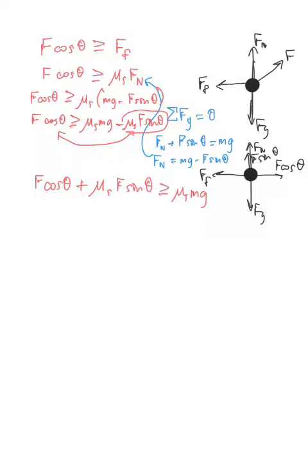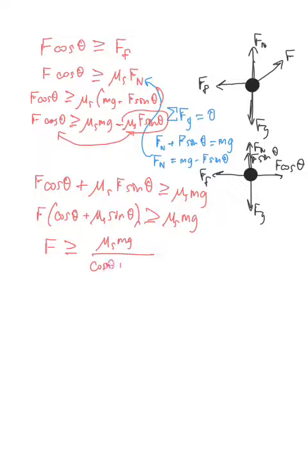And now we can factor out that F to get F times, in parentheses, cosine of theta plus mu s sine of theta has to be greater than or equal to mu s mg. And then the last step is just get the F by itself. So F should be greater than or equal to mu s mg divided by cosine theta plus mu s sine of theta. And that is the whole inequality. And I realize I probably should have given you a bit more space to work that problem.